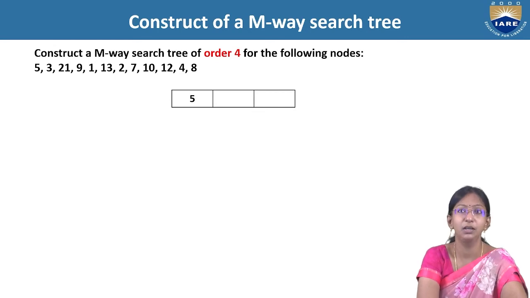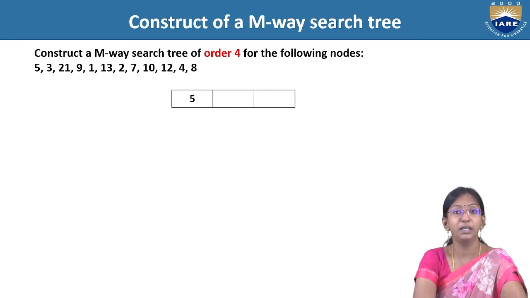Random values I have taken of order 4. What do you mean by order 4? How many children you are going to have? Each node will have 4 children. So 1, 2, 3, and 4. It can have 4 children. How many key values it can have? It can have 3 key values.